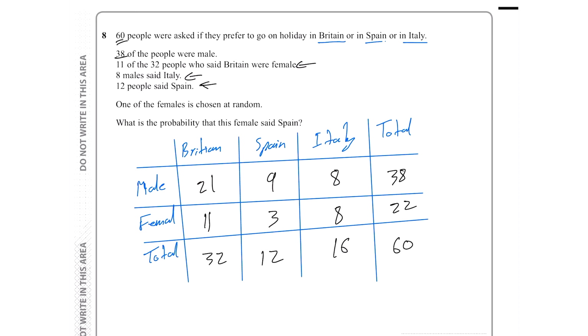So one of the females is chosen at random. Work out the probability. So the bit of data we're interested in is females. So in total, there's 22 females. And the probability she said Spain is 3. So the answer is going to be 3 out of 22.